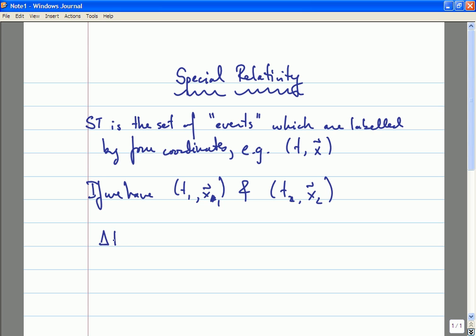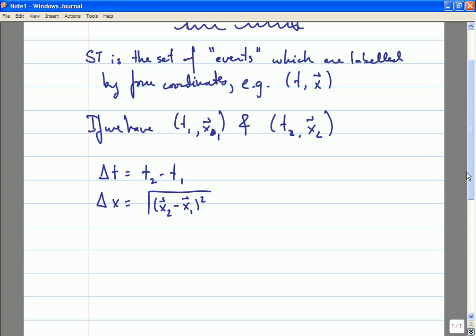So delta t is the time difference between those 2 points. Delta x is the square root of x1 minus x2 squared, which is the coordinate distance between those 2 points. And because of the relativity of simultaneity and length contraction, delta t and delta x don't make sense in and of themselves in special relativity. But we define the quantity delta s, which was given by the formula minus delta t squared plus delta x squared.